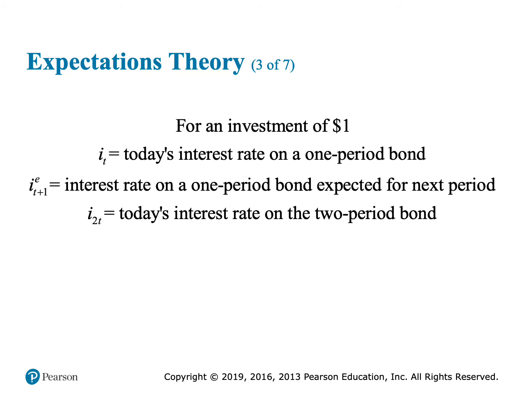Let's look at a proof of this for an investment of $1, right? I sub t is the interest rate today on a 1-period bond. The expected interest rate on a bond 1 year in the future, t plus 1, is I^e sub t plus 1, the interest rate on a 1-period bond for the next period. Right? I sub 2t is today's interest rate on the 2-period bond. So we're comparing a bond bought today, interest rate being I sub t, a bond bought next year, interest rate I^e sub t plus 1, or the interest rate on a 2-period bond, I sub 2t.